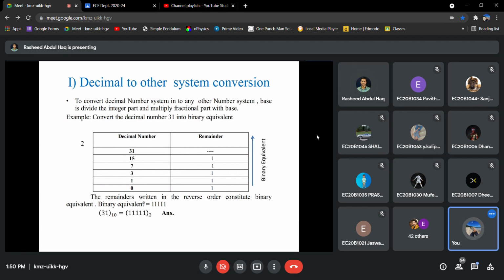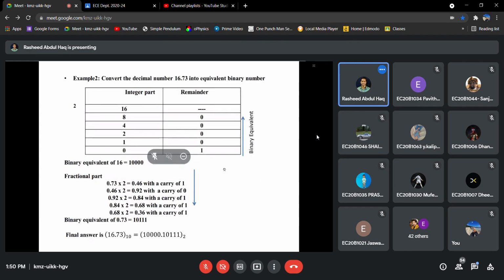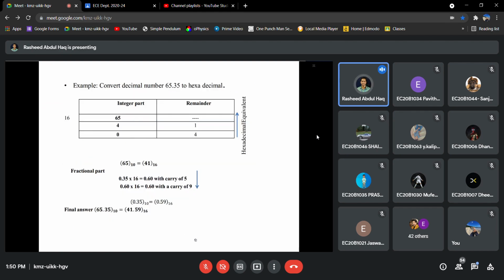Okay, that's fine. So that's the answer. I hope everyone is clear about converting 16.73 into its equivalent binary number. Okay. So another example is to convert 65.35 to hexadecimal.